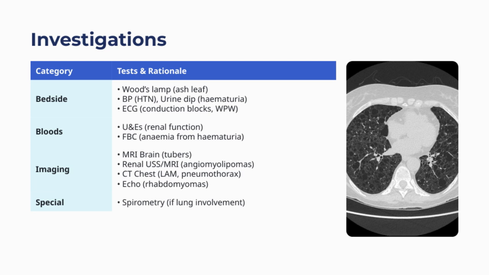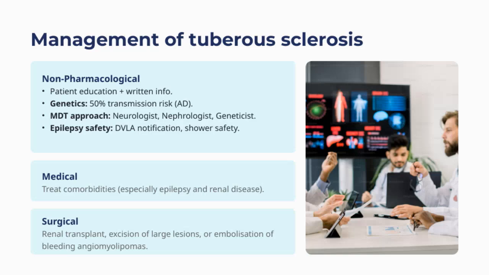Finally, in some cases, especially if lung involvement is suspected, spirometry becomes valuable to assess lung function and involvement more precisely. Altogether, these investigations help us build a comprehensive picture of the multisystem involvement in tuberous sclerosis, guiding diagnosis and management effectively. When it comes to surgical options, we might consider procedures like renal transplant in severe cases, especially if kidney function is significantly affected.